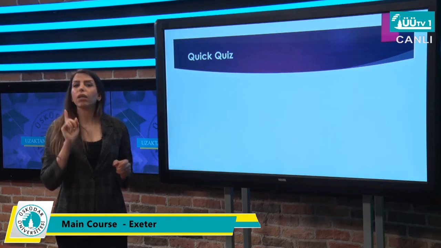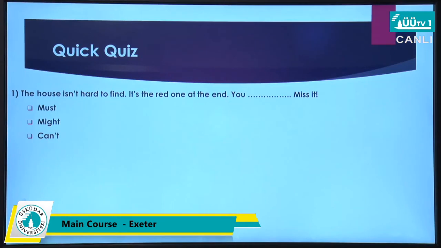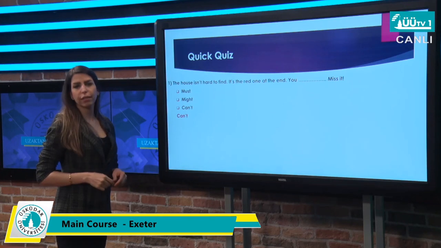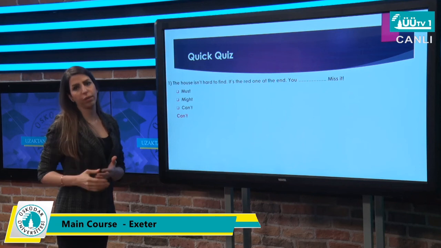So this is the things that we talked about, and the last one is a quick quiz. I have a couple of questions for you. Let's just look at them. The house isn't hard to find. It's the red one at the end. You miss it. What do you think? I want you all to answer. Do you think that you must miss it, you might miss it, or you can't miss it? What do you say? Perfect. You can't miss it. It is obvious. You are sure that something is not true.